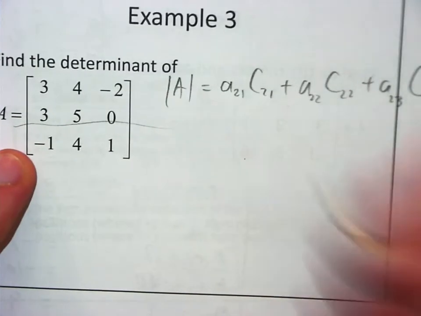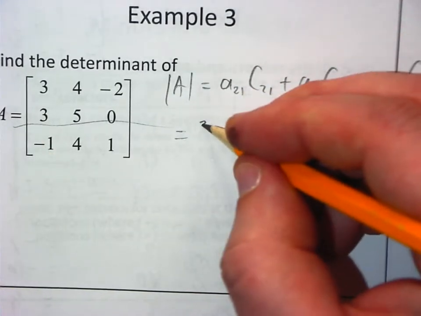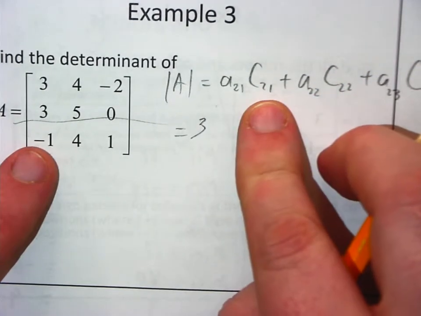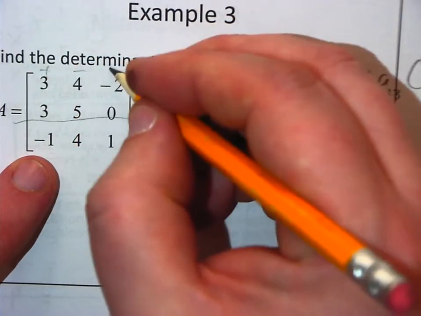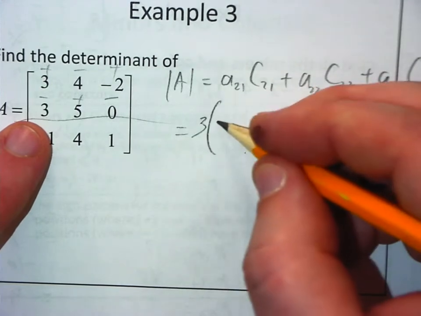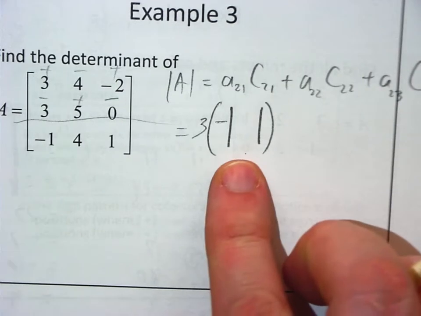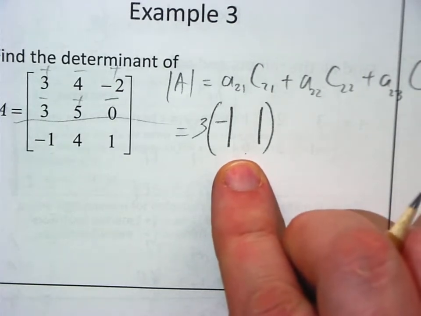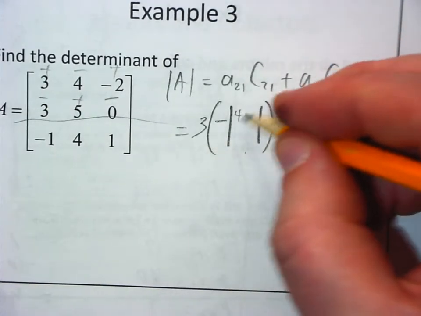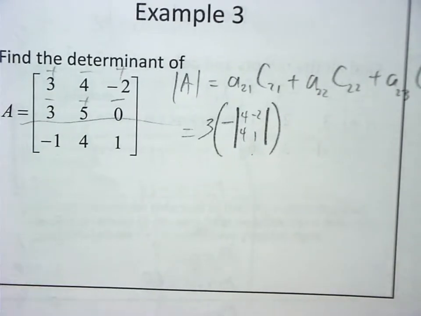Okay? So essentially just fill these in. A21 is what? 3. Now for C21, I'm going to take it times. Now one thing to watch out for this. Remember, you have that pattern of positive, negative, positive, negative, positive, negative, right? So I'm going to actually put this in parentheses. I'm going to put negative the determinant. So what matrix would I plug in there? If I cover up the first column and second row, 4 and -2. Okay? That kind of makes it a little bit clearer what you're doing.